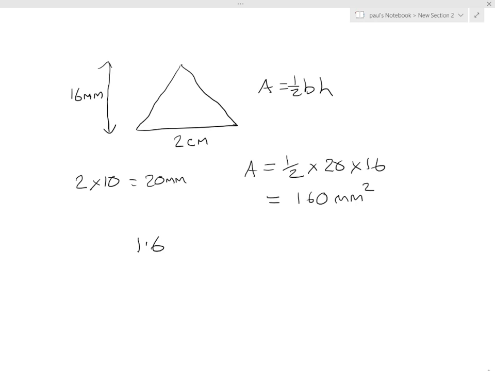So I would have got 1.6 centimeters. So the area equals a half times 1.6 times 2. A half of 1.6 is 0.8. So 0.8 times 2 is 1.6 again. Look, half times 2 is 1. So that will equal 1.6 centimeters squared. And you see there's a difference from just multiplying by 10 when you deal with area. It's 100 times bigger or 100 times more on the units.